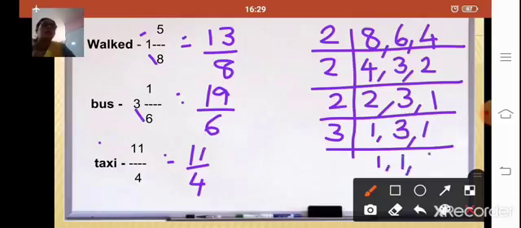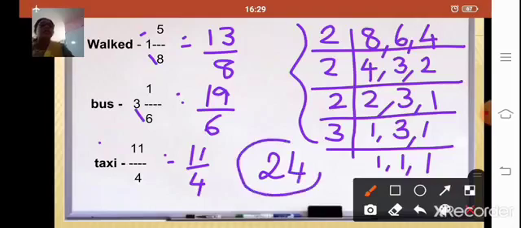Yes. Now what you'll do is, to take the LCM, multiply all the prime factors. 2 2s are 4, 4 2s are 8, 8 3s are 24. So the LCM of 8, 6 and 4 is 24. Okay. Now what is your third step? Your third step is to make all the fractions like fractions.